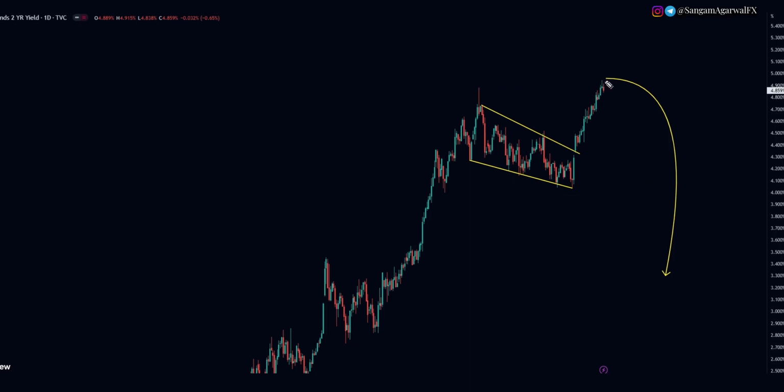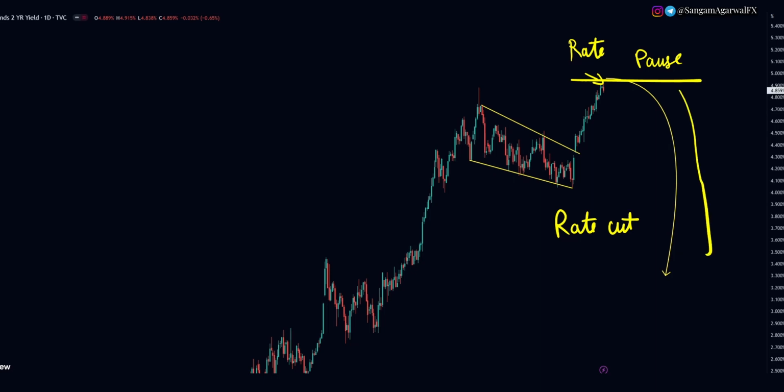A rate pause means this 2-year yield bond chart should stop going up. That is the first thing. And a rate cut means this chart should come down. That thing is bearish for the dollar. And this will drop before the actual rate cut starts.